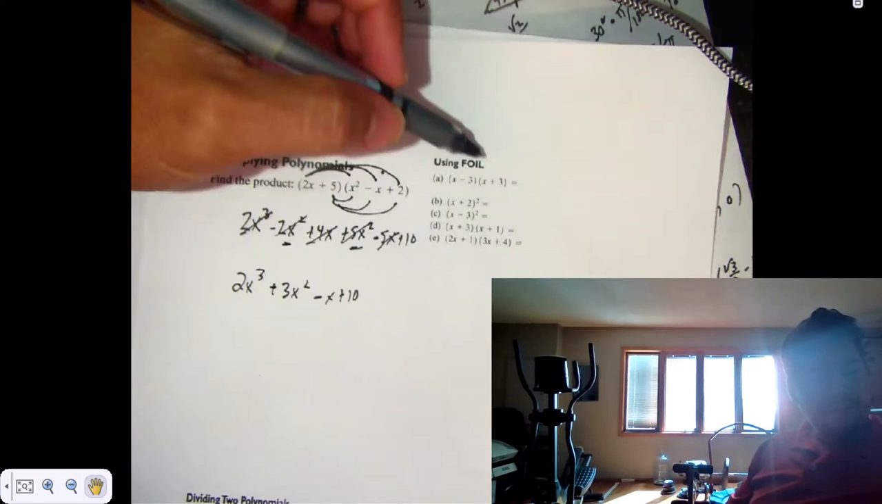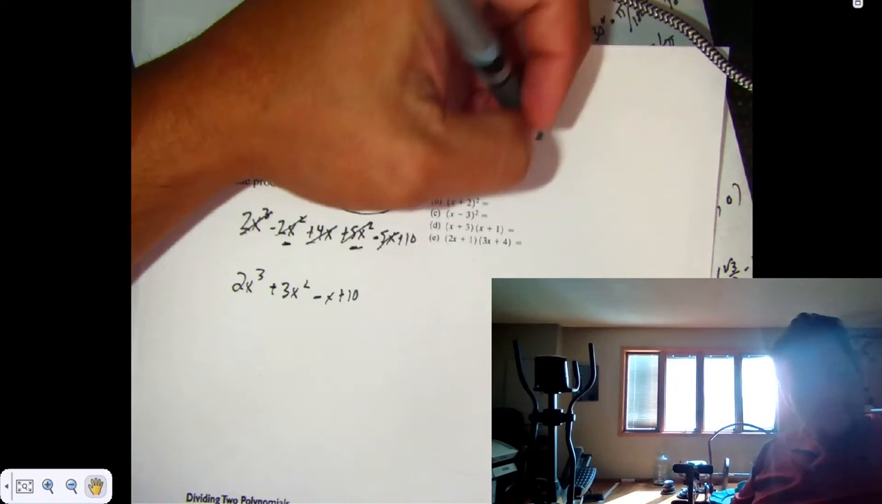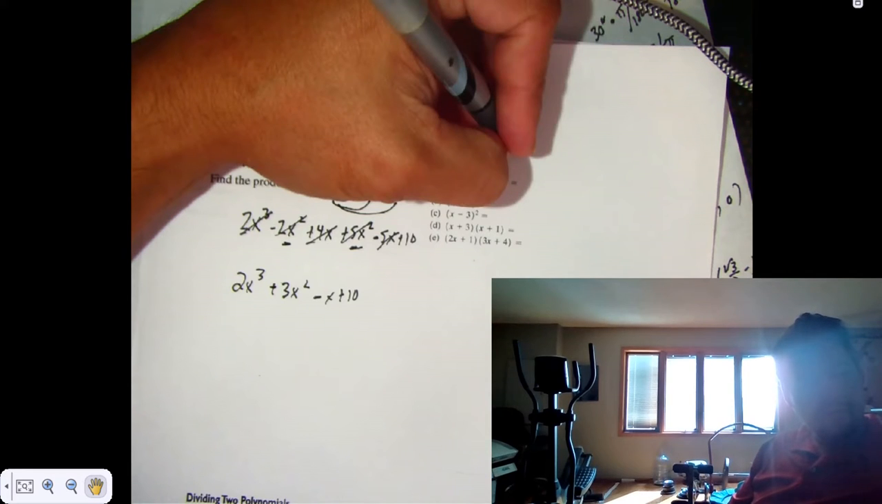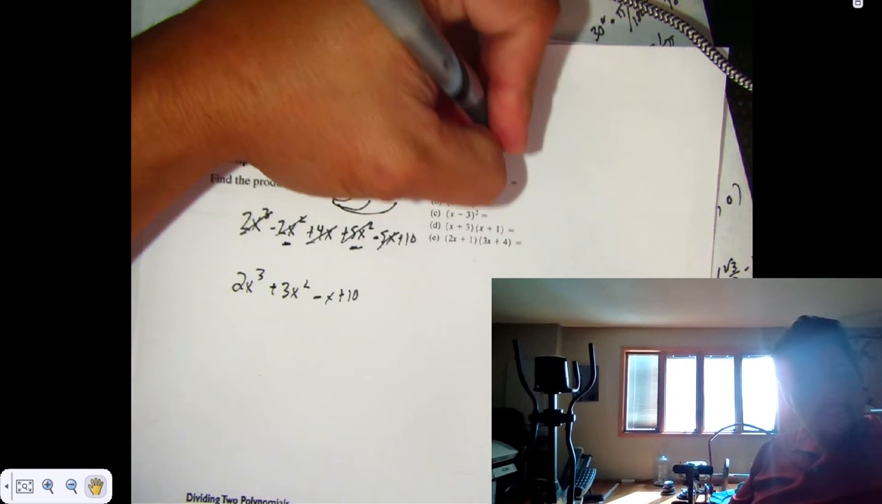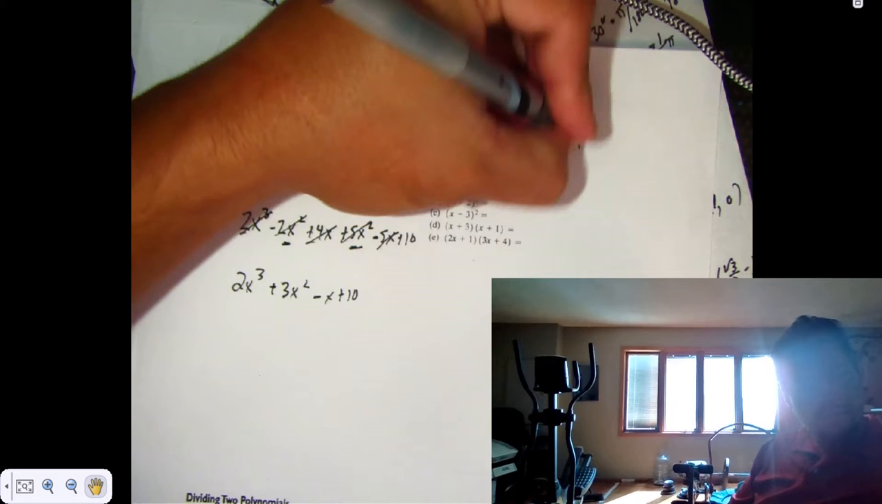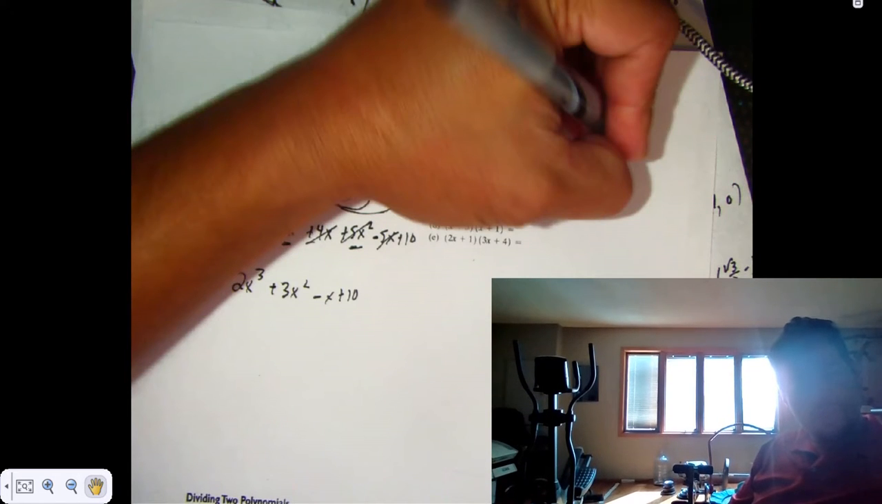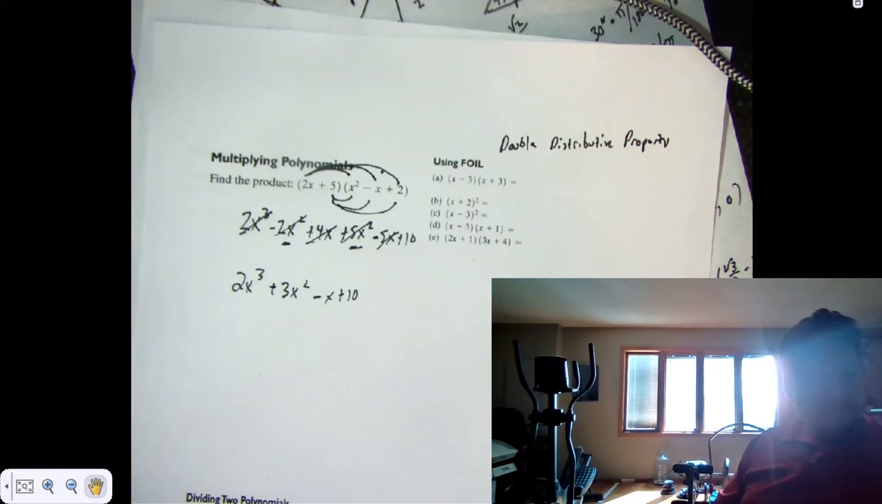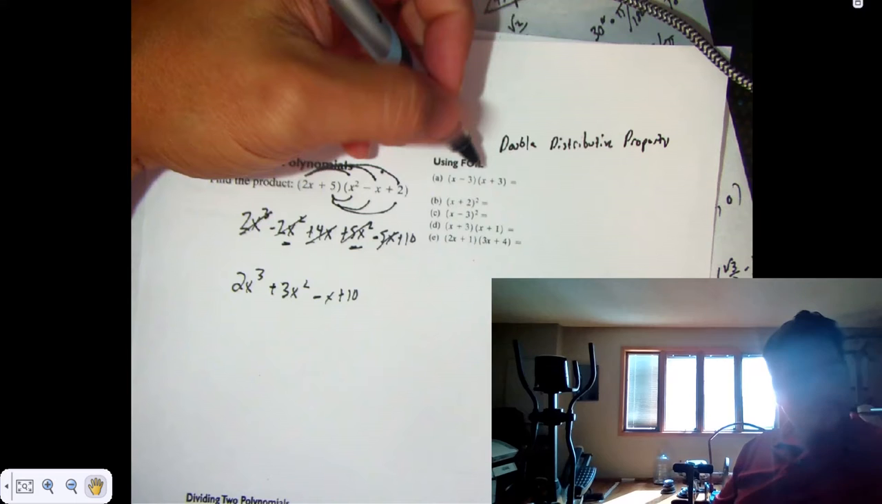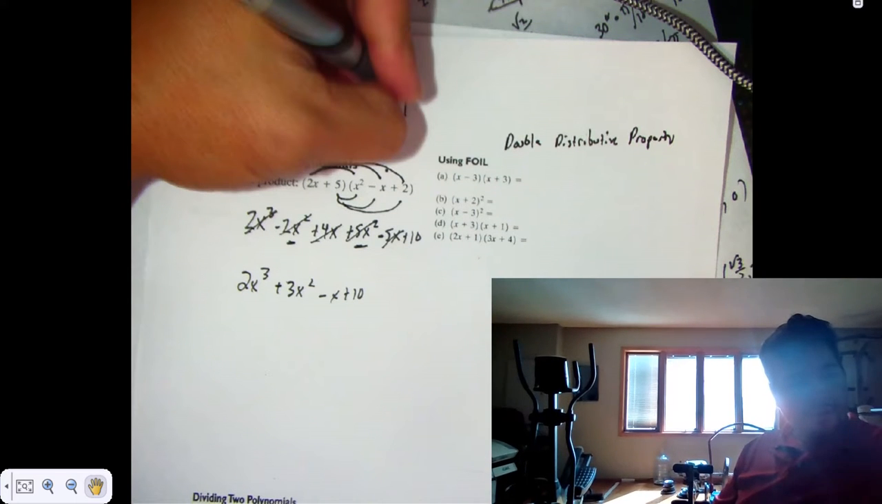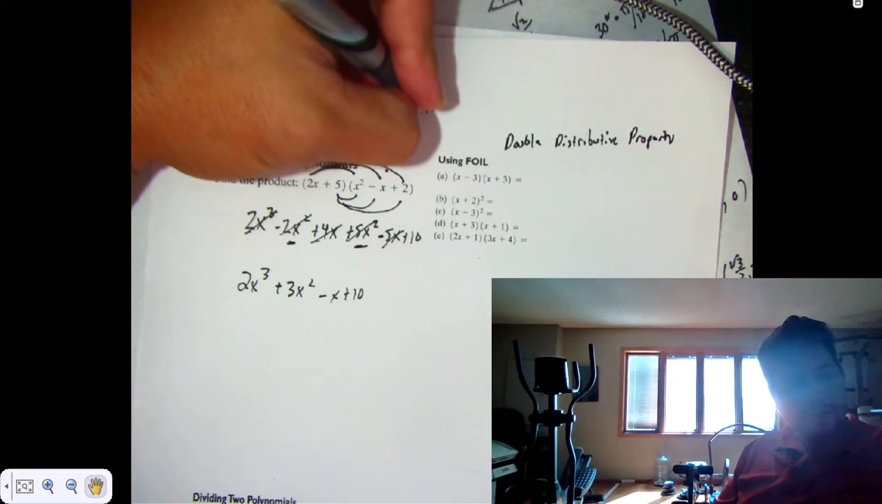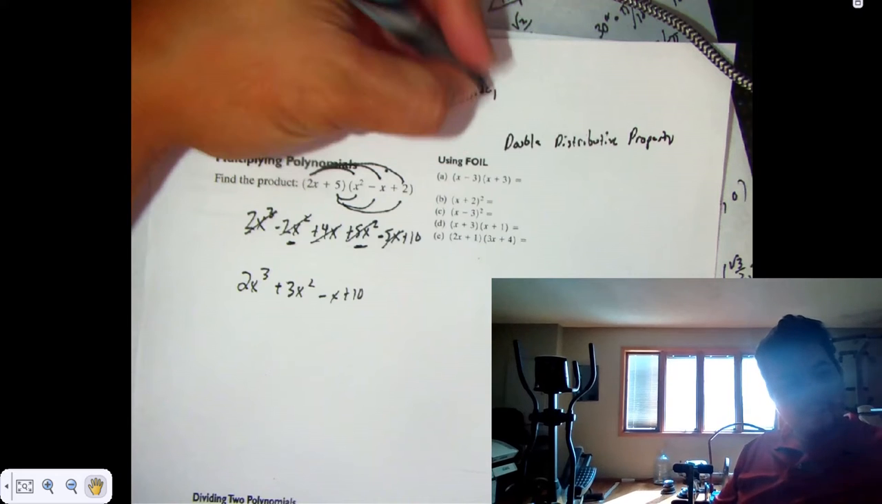Now here we have FOIL. When I was a kid, FOIL was actually called the double distributive property, because that's what it is. It is the double distributive property. Now we use FOIL. You should know what that stands for. First, outside, inside, last.